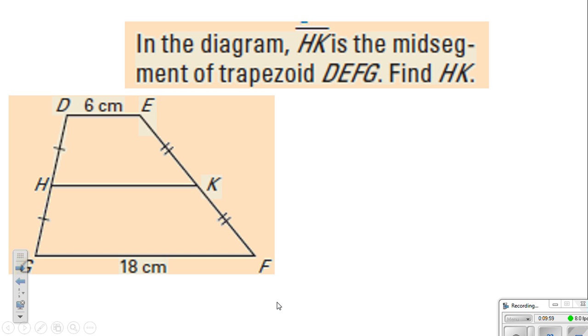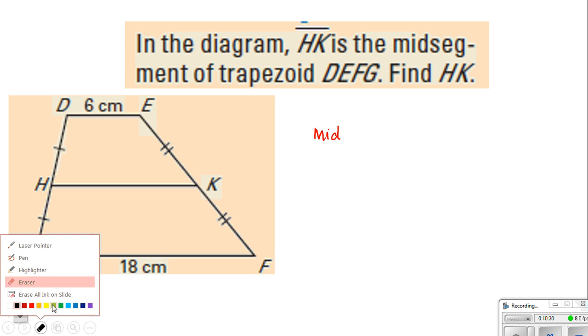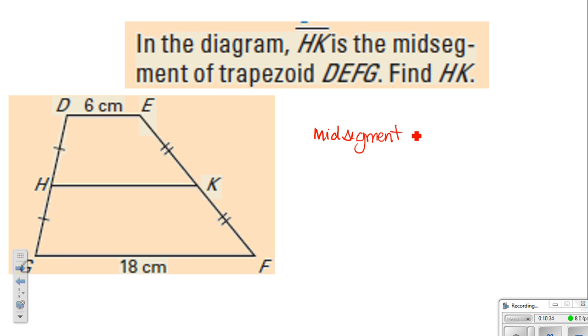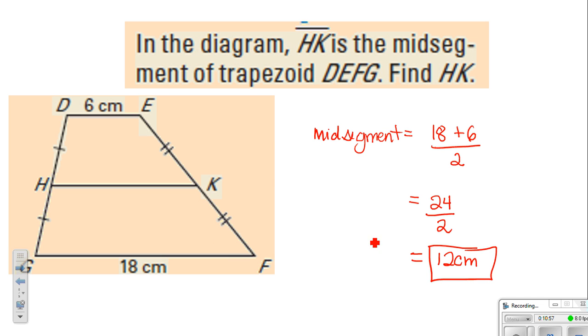So example number 1, I have a trapezoid, and I know HK is the midsegment. That's important because they're all parallel then, and it's a trapezoid, and I want to find the measure of HK. I want to know what distance it has. So if we use the formula we just set up in the last slide, we would say midsegment is equal to base 1. One base is 18, the other base is 6, and if we divide that by 2, we will get the midsegment. So 18 plus 6 is 24, and 24 divided by 2 will be 12 centimeters. So the midsegment HK is 12 centimeters. Okay, let's try another one.